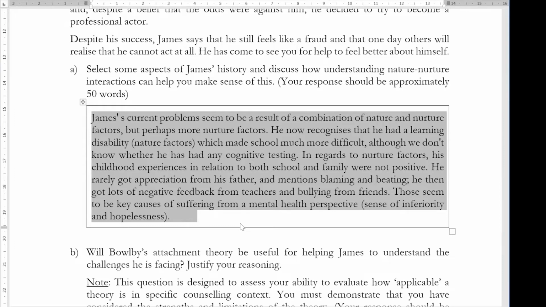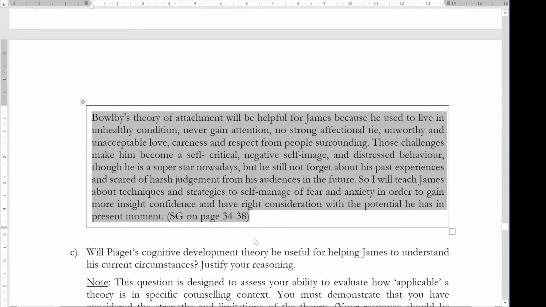In regards to nurture factors, his childhood experiences in relation to both school and family were not positive. He rarely got appreciation from his father and mentions blaming and beating. He then got lots of negative feedback from teachers and bullying from friends. Those seem to be key causes of suffering from a mental health perspective, sense of inferiority, and hopelessness.